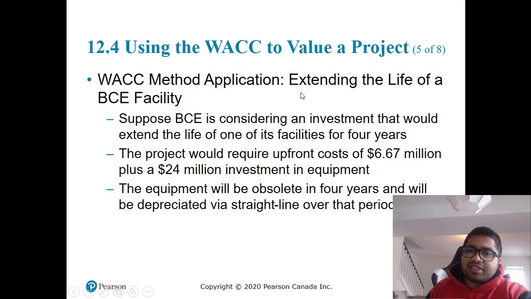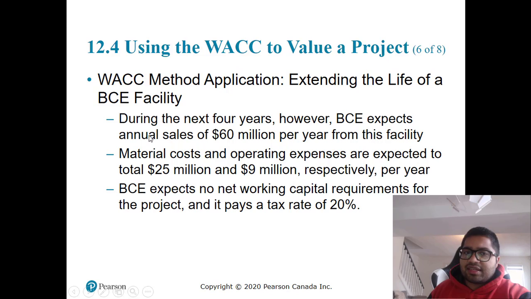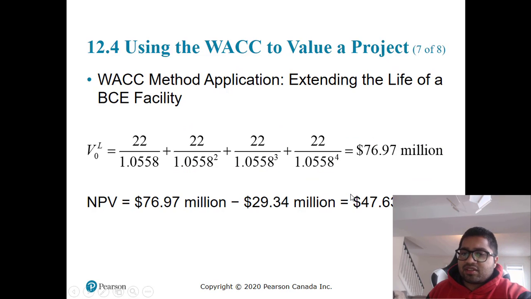The WACC method application: extending the life of BCE facilities. Suppose BCE is considering an investment that would extend the life of one of its facilities by 4 years. The project would have a cost of 6.67 million plus a 24 million investment in equipment. The equipment will be obsolete in 4 years and will be depreciated straight line. During the first 4 years, it expects annual sales of 60 million per year from this facility. Material cost and operating expenses are given. BCE expects no working capital requirement for the project and it pays a tax of 20%.